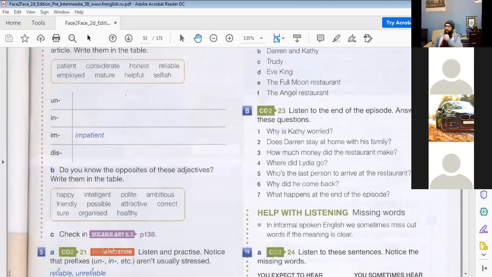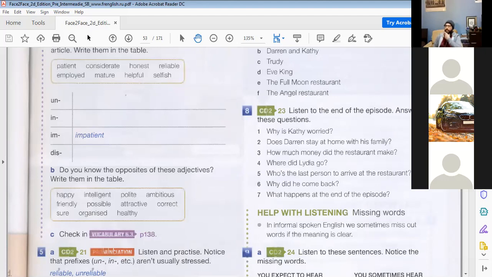Polite? Unpolite? Any other guesses? Impolite. Aggressive. Polite, impolite? Impolite with the IM. Impolite, Selma thinks, okay. Yeah.